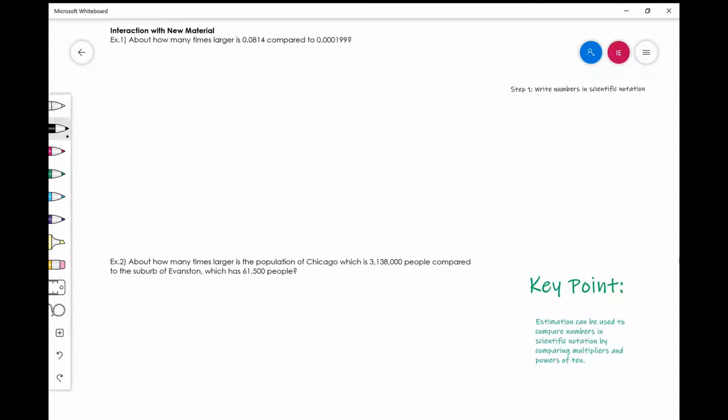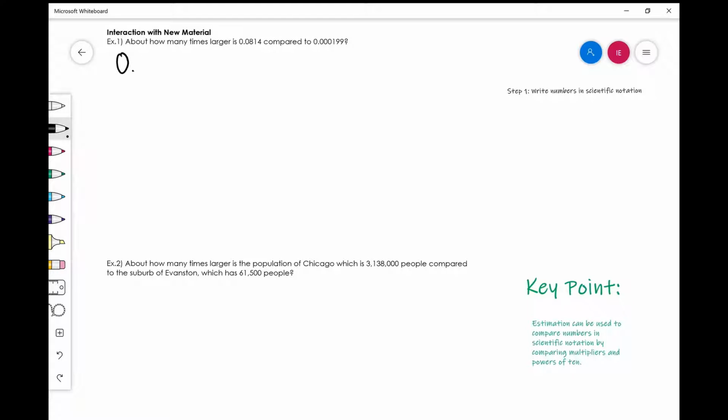Our first step should be to write our numbers in scientific notation. I have the value 0.0814 and 0.000199. So let's look at our first value here. If I need to write that in scientific notation, I know I need to have a multiplier that's between 1 and 10. So if I look at my digits, I have 8, 1, and 4. I should put my decimal place in between the 8 and the 1.